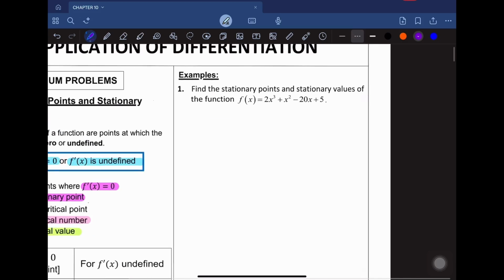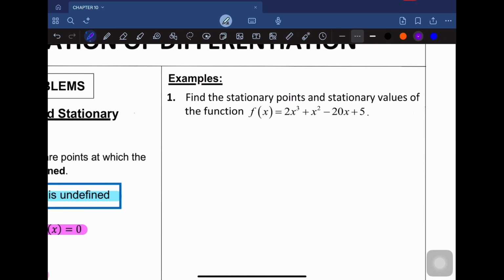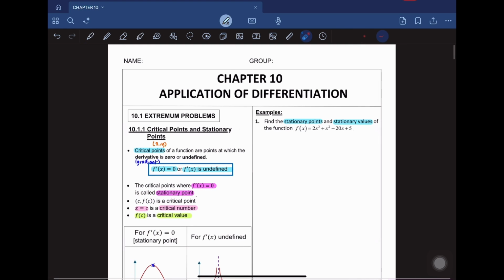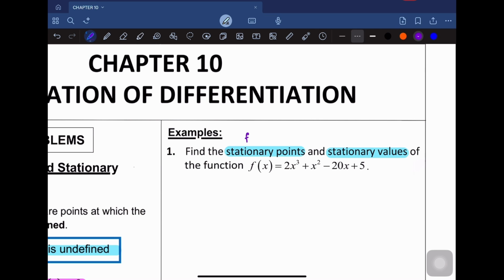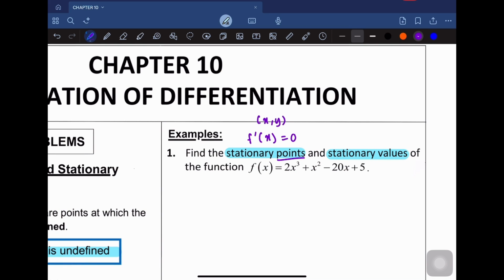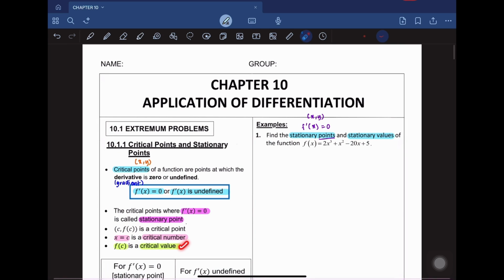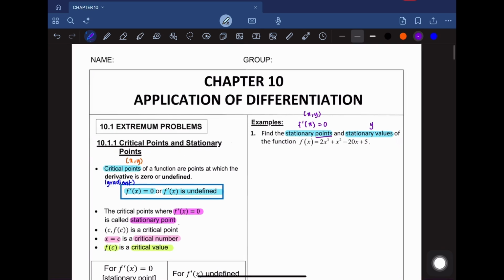Now let's find the stationary points. Jom kita try solve example ni. Dia kata find the stationary points and stationary values of the function. Stationary points, remember dia adalah critical points untuk case yang mana f prime x equal to 0. So kita nak coordinate when f prime x equal to 0, maksudnya kita kena cari x, y. And then dia suruh state the stationary values. Remember values adalah y, so kita kena state dia punya value of y.